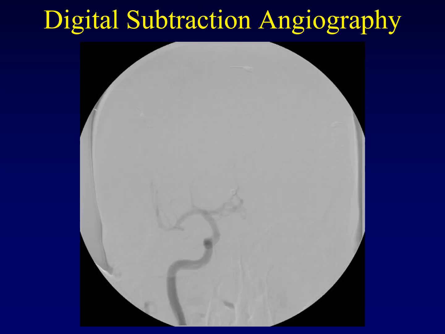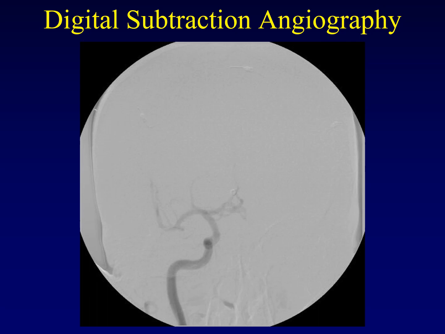This is called a digital subtraction angiogram. What we did was we took a picture of the skull before injecting any contrast, and then we took a picture in the exact same location after injecting the contrast, and we subtracted those. What you end up with is a picture that just has the iodinated contrast, and all of those bones are out of the way. Now we can see the vessels in much greater detail.